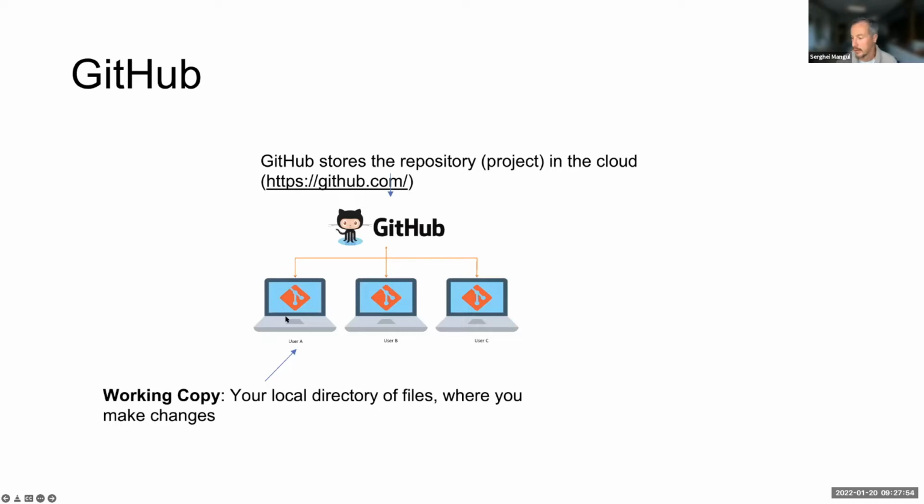Let's say you work at your university or at work, doing it from one computer, but then you come home and you work from the laptop, right? If that's the case, GitHub can also nicely handle that. So you might have a working copy on your laptop, here as user A, meaning that's your local directory of files where you make changes.